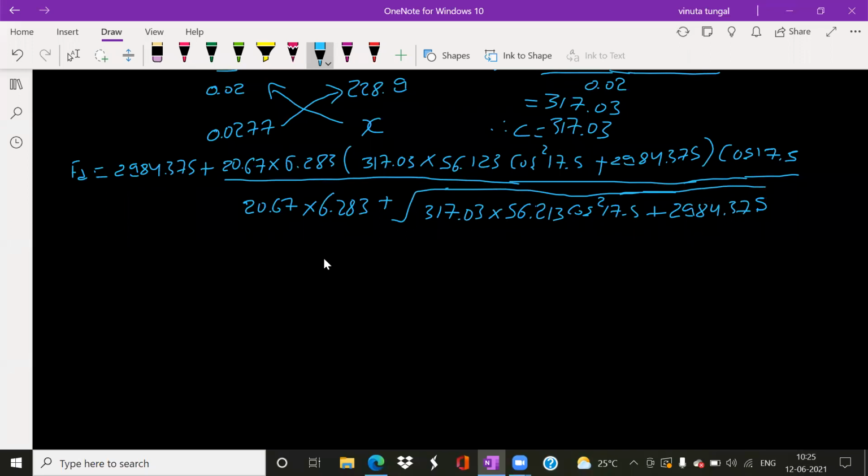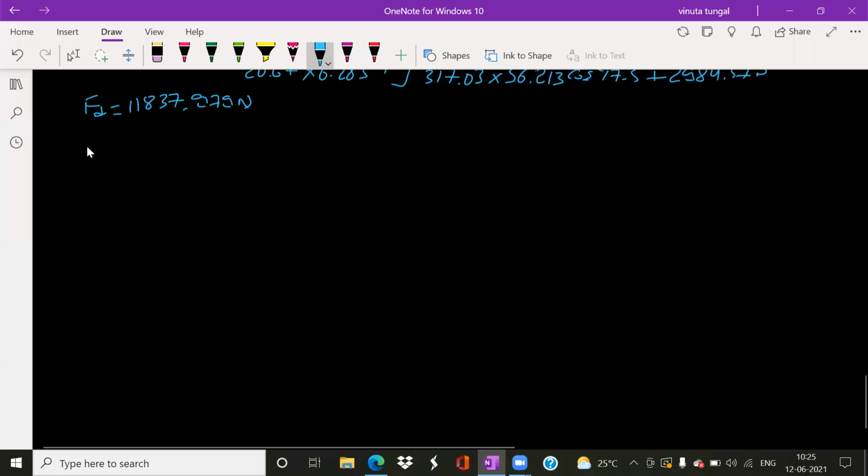From this, tell me the value of FD. Any one of you calculate this and tell me the value of FD. How much is the value of FD? Otherwise, I have already calculated. I will substitute that. It is 11,837.979 Newton.